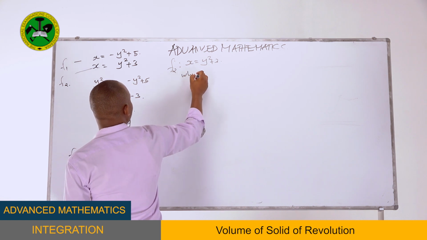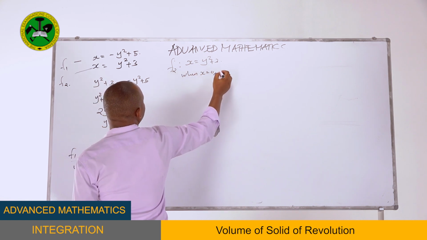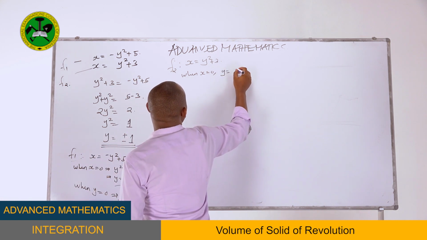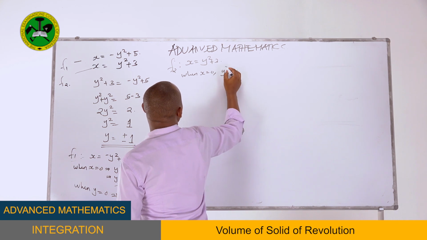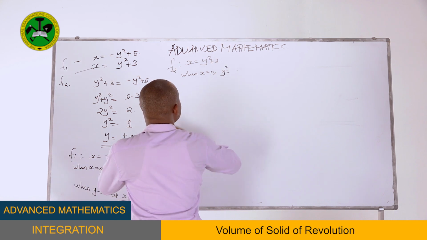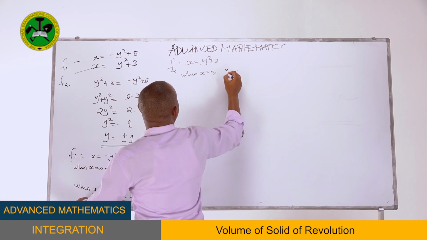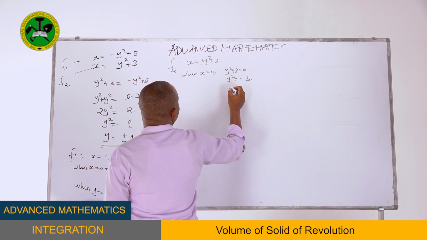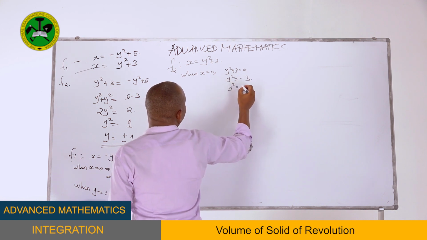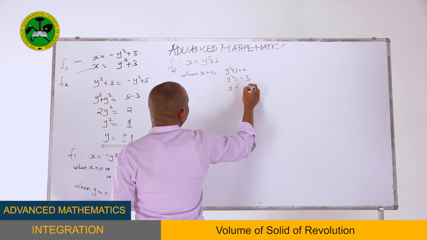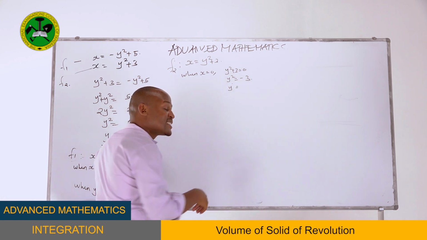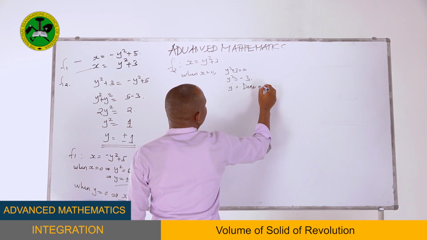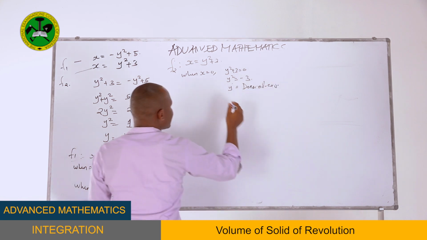So when x equals 0, we are going to have y square plus 3 equals 0, then y square equals negative 3, and we know that this will be a complex number. That means the y-intercept does not exist.